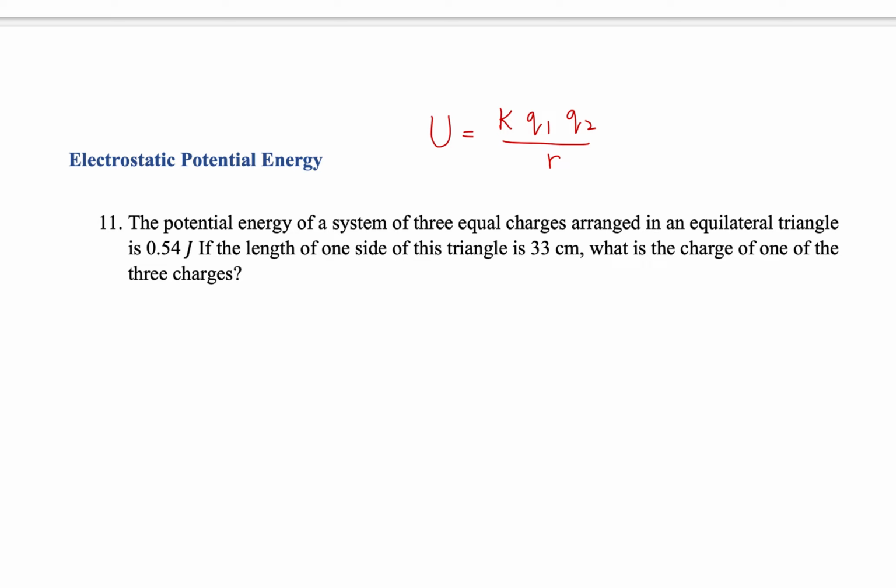So here it says the potential energy of a system of 3 equal charges arranged in an equilateral triangle is 0.54 joules. So let's just draw an equilateral triangle first so that we can visualize it. So yeah, that's our triangle. Now we have got 3 charges, even though it doesn't look like an equilateral triangle, but let's just assume that's an equilateral triangle. We have got 3 equal charges, so we can write them as Q each, and it's an equilateral triangle with side 33 centimeter.